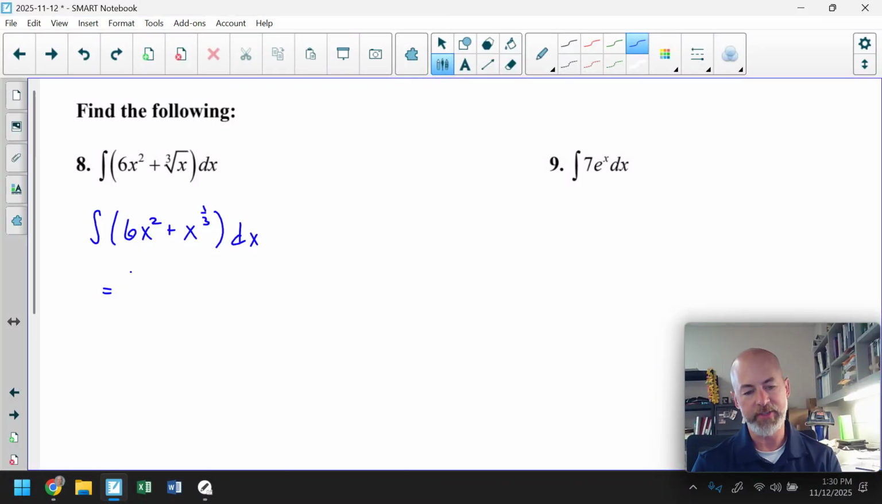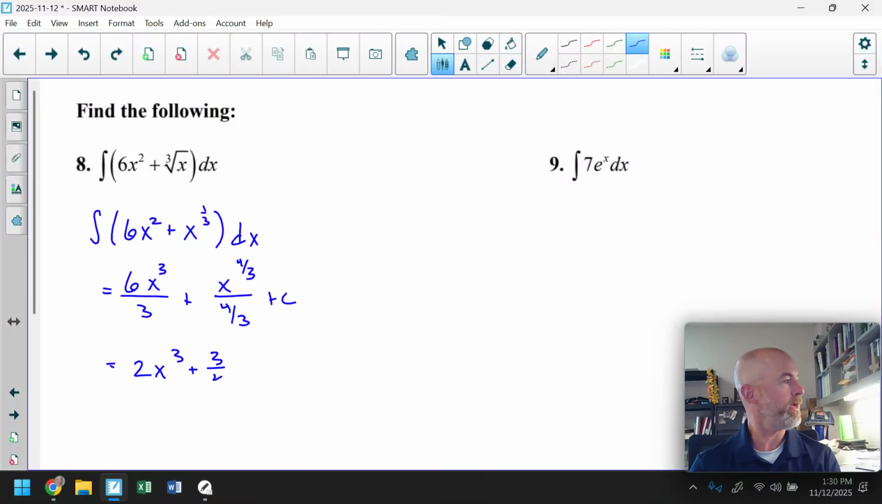And so the antiderivative is 6, and I'm going to carry the 6 with me. 2 plus 1 is 3, and we will divide by that new exponent of 3. x to the 1/3 plus 1. 1/3 plus 1 is 4/3, and we will divide by 4/3. And we always want to put a plus c, and this one does clean up to 2x cubed plus, and if you divide by 4/3, that's the same as multiplying by 3/4, x to the 4/3 power, plus a c.